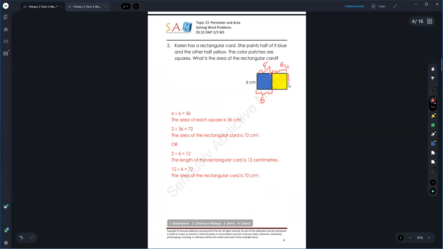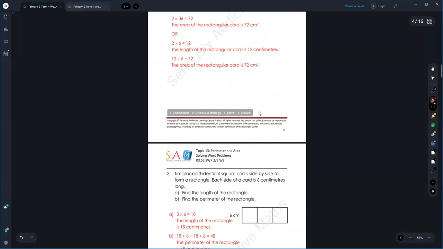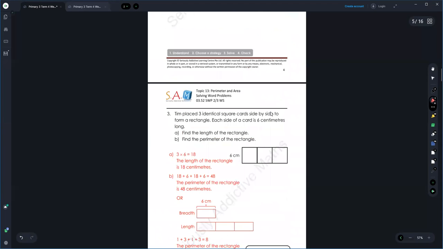To do this question, there are two ways to do it. Either they calculate the area of the individual square, which is 6 times 6, which equals 36 cm squared, and then you multiply by 2 because there are two squares. Or you can treat it as one rectangle. The breadth is 6 cm, and the length is 6 plus 6, which is 12 cm. So 6 times 12 cm. Show them both methods. Either way is fine, and the answer is 72 cm squared.